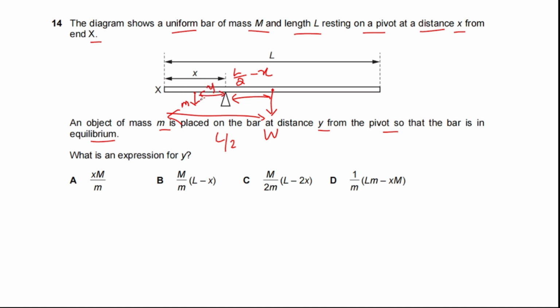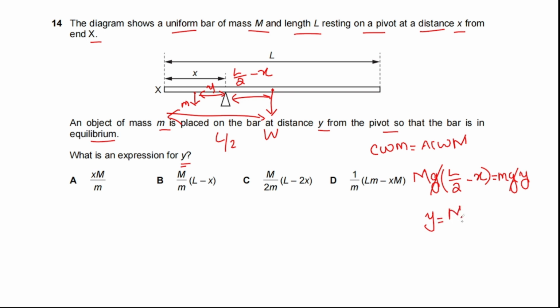which is at a distance y. Since it is in the balanced condition, in equilibrium, the clockwise moments should be equal to the anti-clockwise moments. So the moment due to the weight, which is the clockwise moment, will be mg, the weight value, times the perpendicular distance, which is L by 2 minus x, equal to the anti-clockwise moment due to the small m. That is mg, and the perpendicular distance is y. So here you have to rearrange it for y, and you can cancel the g value. So y is equal to M divided by small m, times L by 2 minus x.